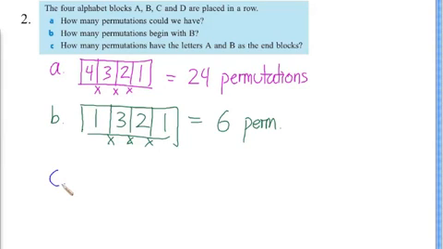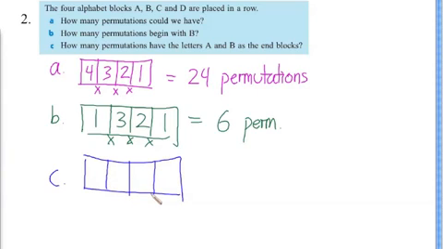I can limit or restrict as many of the boxes as I want, and that's what we're going to do in part C. I'm going to restrict the end blocks to be A and B. So in the first block, I have 2 choices. It could be either A or B. It doesn't say which one it has to be. It just has to be either A or B. And then the last block is the other option. If we use A in the first block, then the last block has to be B. If we use B in the first block, then the last block has to be A. So there's only one option here.